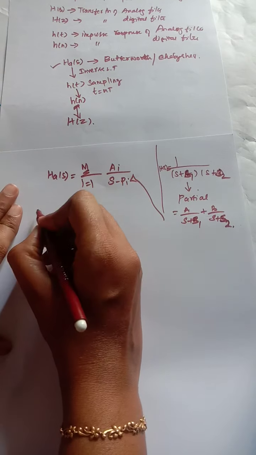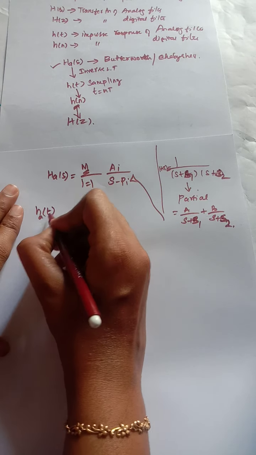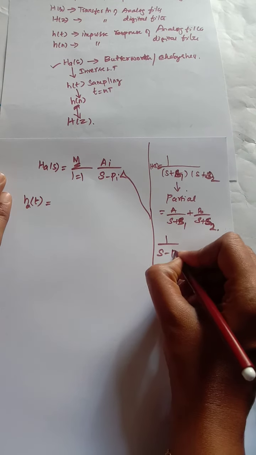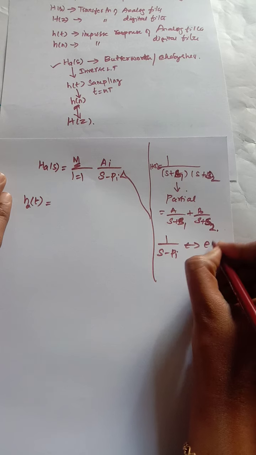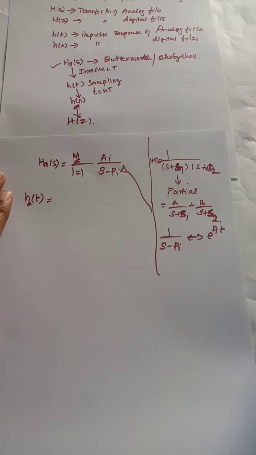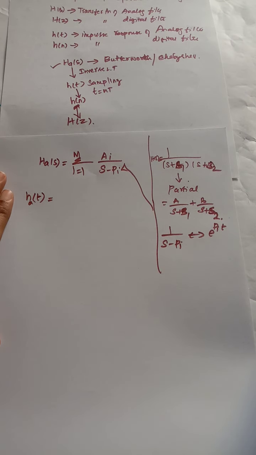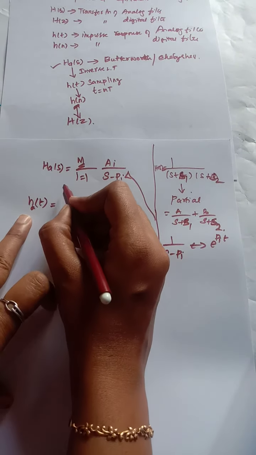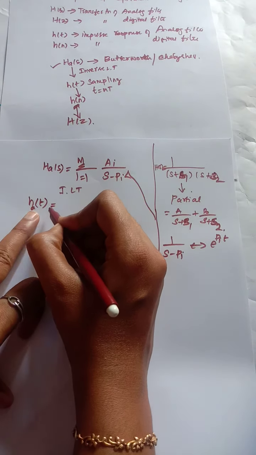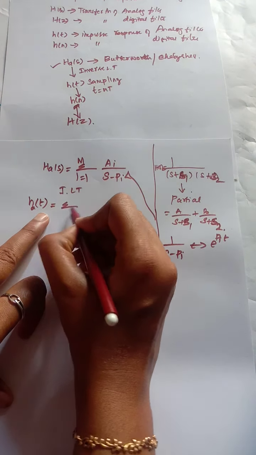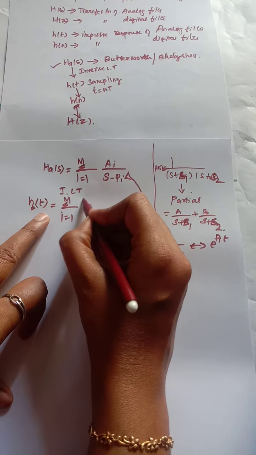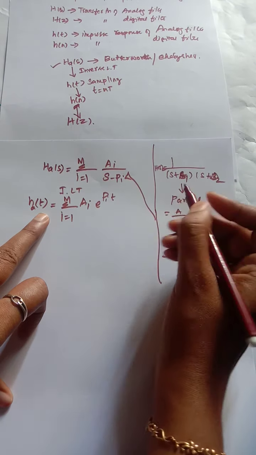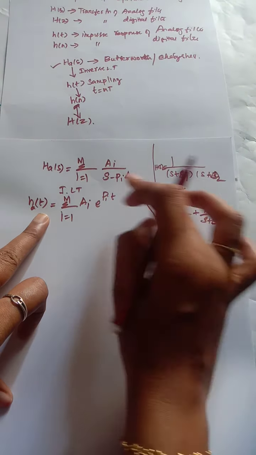We have to convert into h_a(t) by taking the inverse Laplace transform. We know that the inverse Laplace transform of 1/(s - p_i) is e^(p_i t). So here I am applying the inverse Laplace transform, obtaining h_a(t). h_a(t) is equal to the summation i = 1 to M, where a_i will be as such, times e^(p_i t) for this 1/(s - p_i).